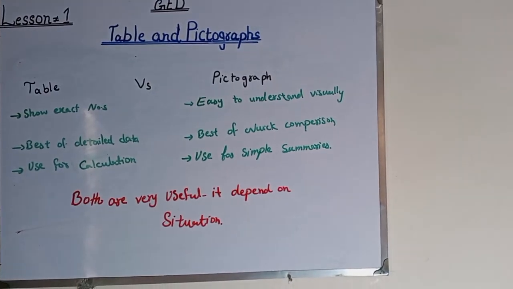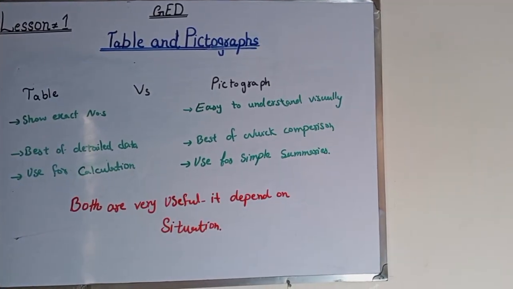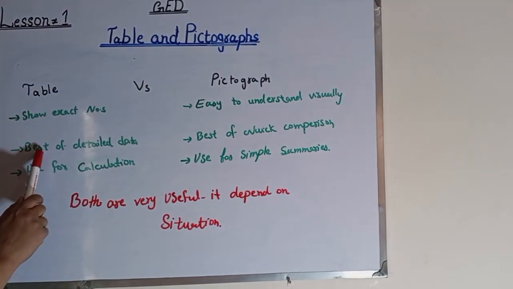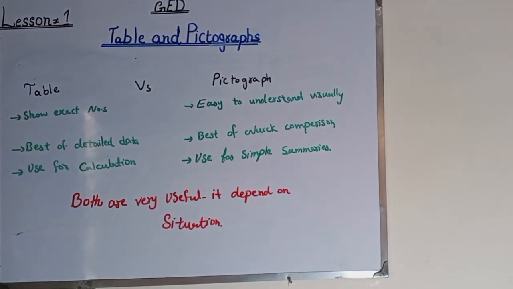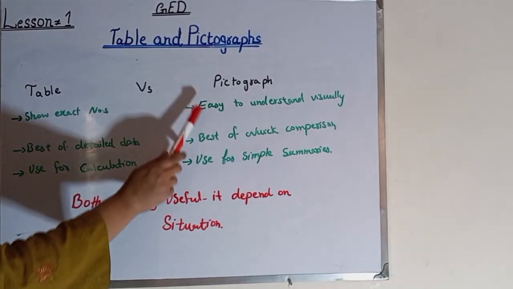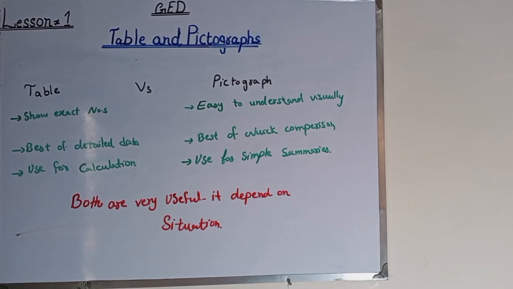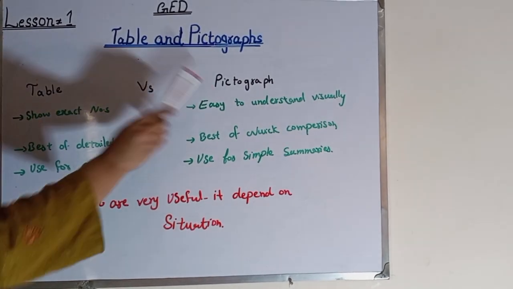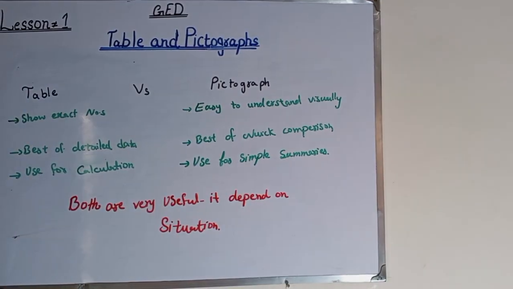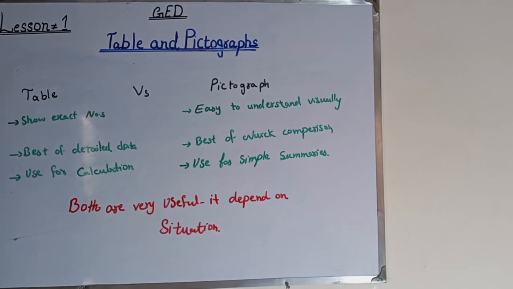Table versus pictograph. A table shows exact numbers. A pictograph is easy to understand visually, as we described in the examples. Best for detailed data: if your data is in detailed form, then you will use the table. Best for quick comparison: if you want to quickly compare the results, then you will use the pictographs. It's used for simple summaries. Only for simple summaries we use the pictographs. Both are very useful, but it depends on the situation.